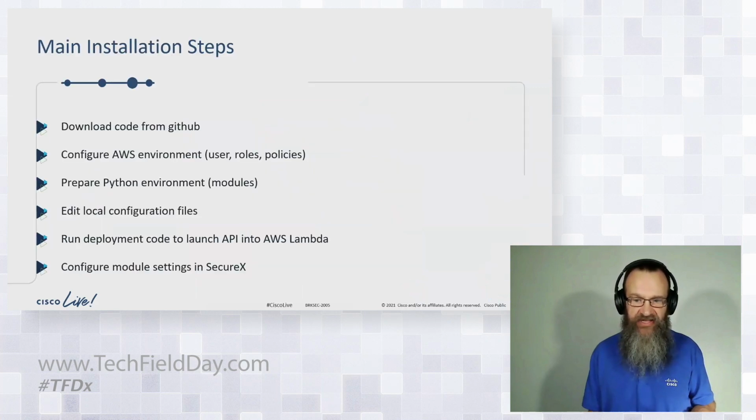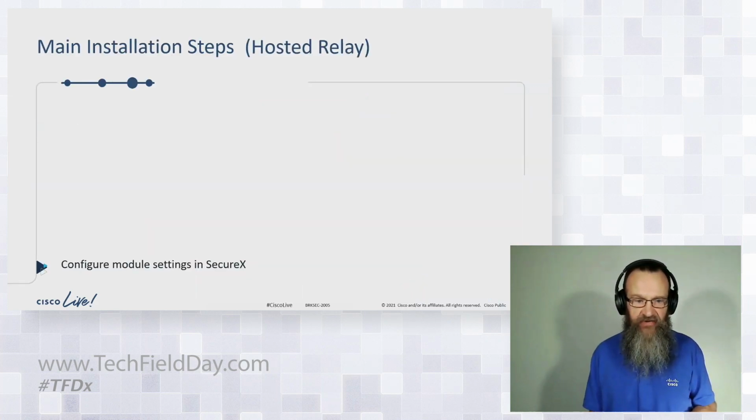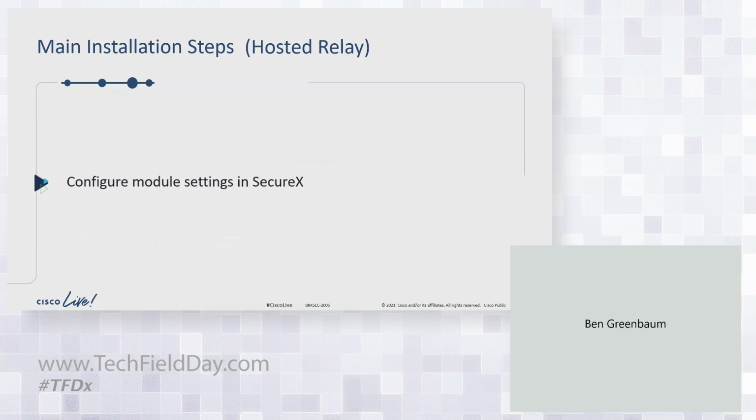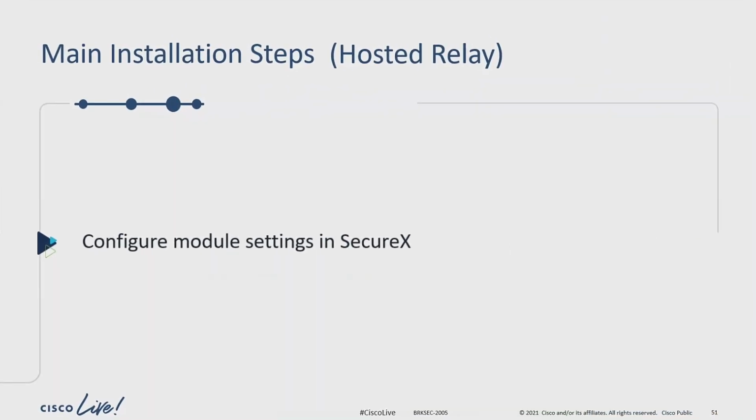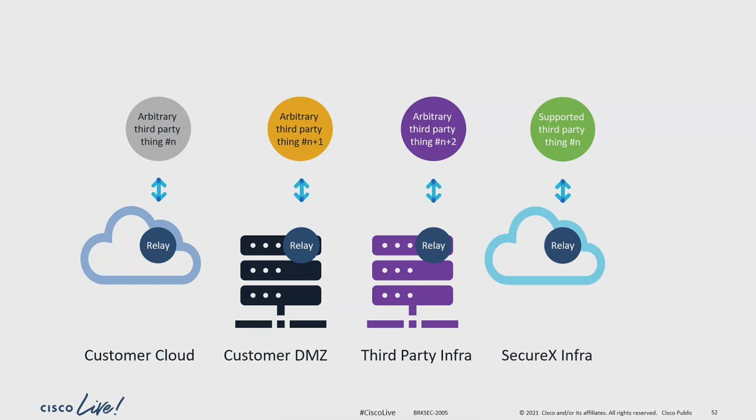The main installation steps then become, you just configure the module settings in SecureX. Everything else is off the table. You no longer have to do anything like that. You click add new module, you put in your API keys or whatever, you click save, and it's done. So where these relays could live now also includes actually inside the SecureX infrastructure for your convenience.